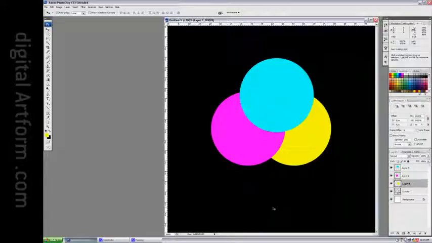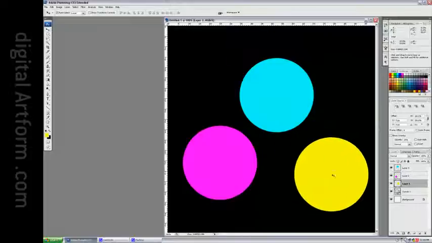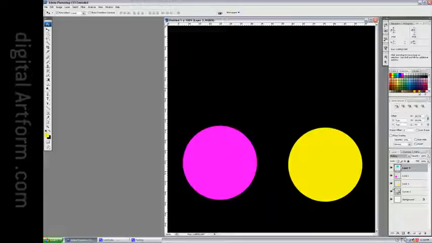These are the subtractive primaries, cyan, magenta, and yellow, and I have them combined using the normal blend mode. If I take them and set them to multiply, which is a good way to simulate subtractive color mixing, we'll see that first of all they turn black. The reason is that they're on a black background, and anything times black is black itself.